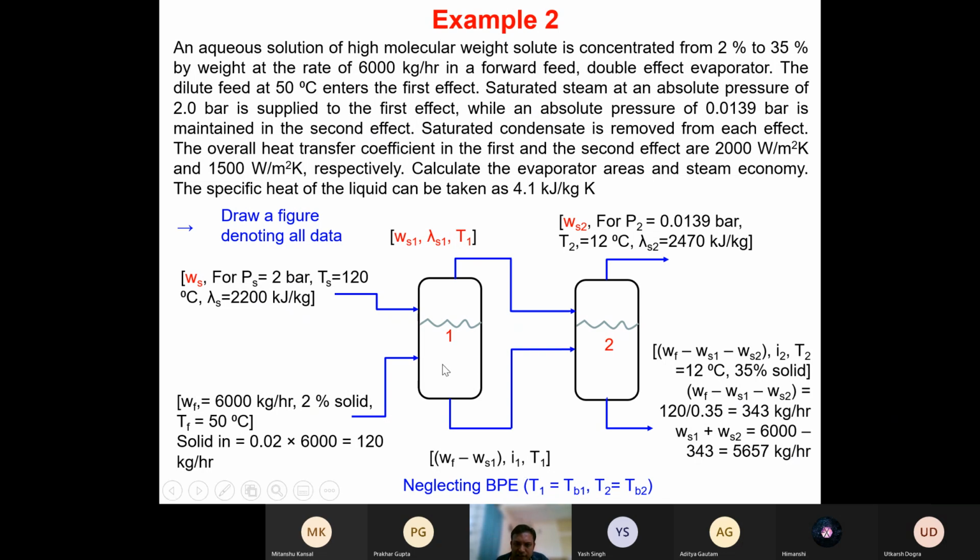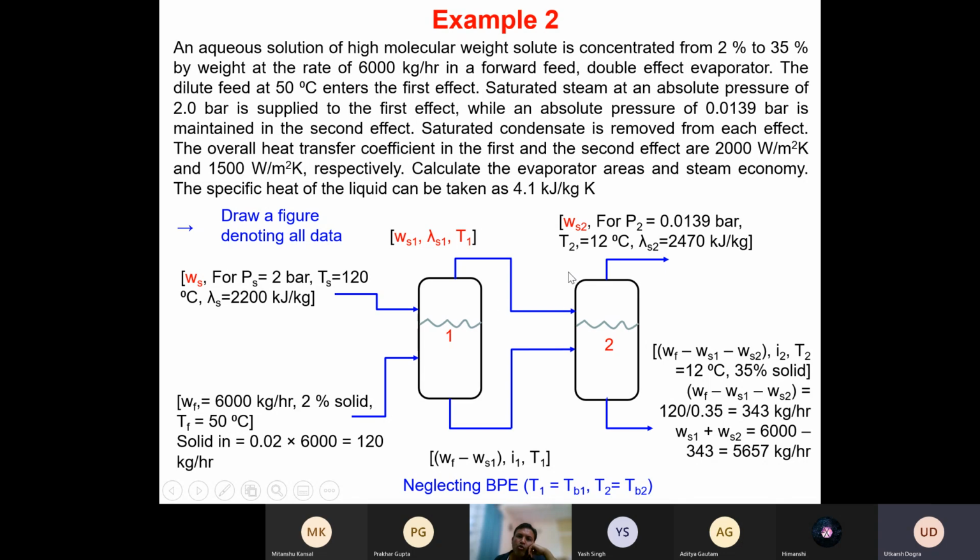So this T1 is taken as TB1 here, and this T2, which is 12 degrees Celsius, I can take as TB2. Of course, that's not a good assumption. Why? Because here the concentration is 35%, but we can still go ahead with that. Otherwise, we have to calculate the evaporation taking place here and here, then calculate the concentrations at both places, and then calculate the boiling point elevation. That will be a more accurate way. But in order to avoid a lot of complications, we are assuming that the boiling point elevation is negligible here. Is that all right with everyone?